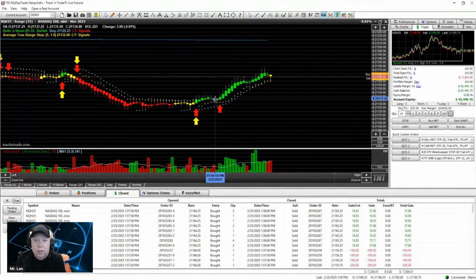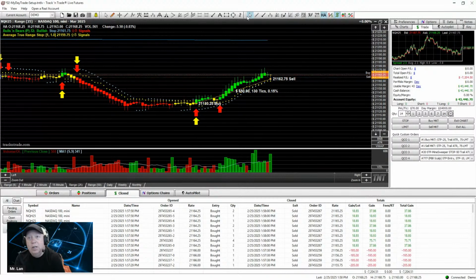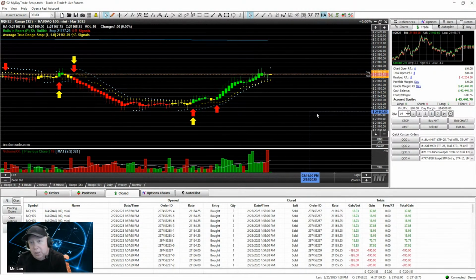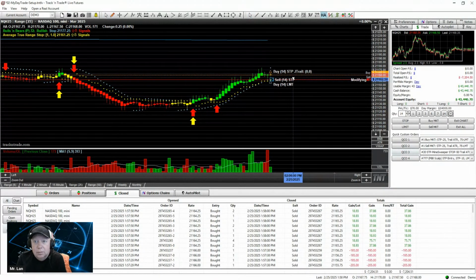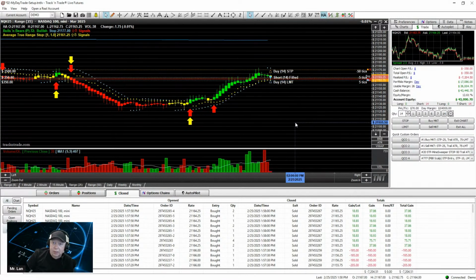If you'd have just put one contract in down here at that yellow arrow and ridden it up, that'd be $650 on this market. It's a big market. That's why we're trying to do a little bit of scalping on there, of course. That first one is the one that killed me. I put it in the wrong spot and I knew it was in the wrong spot.